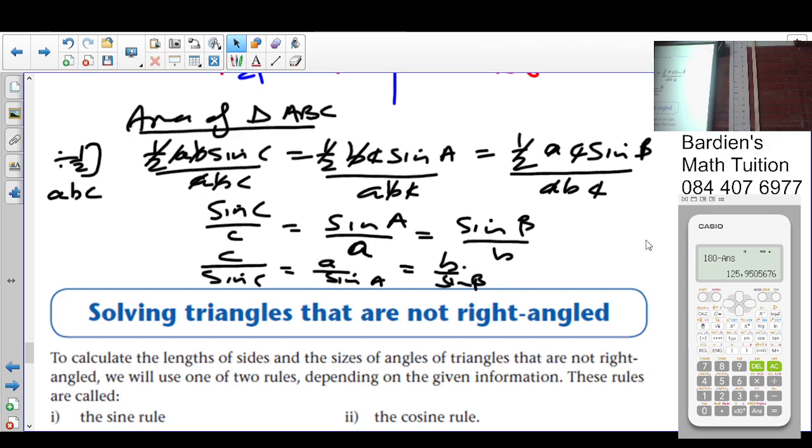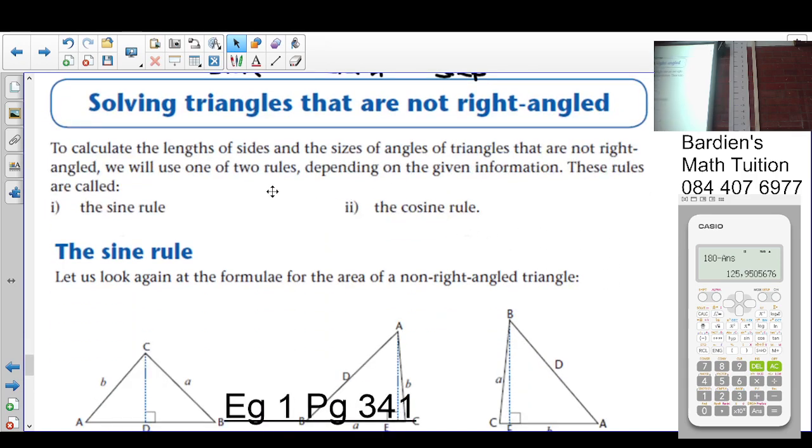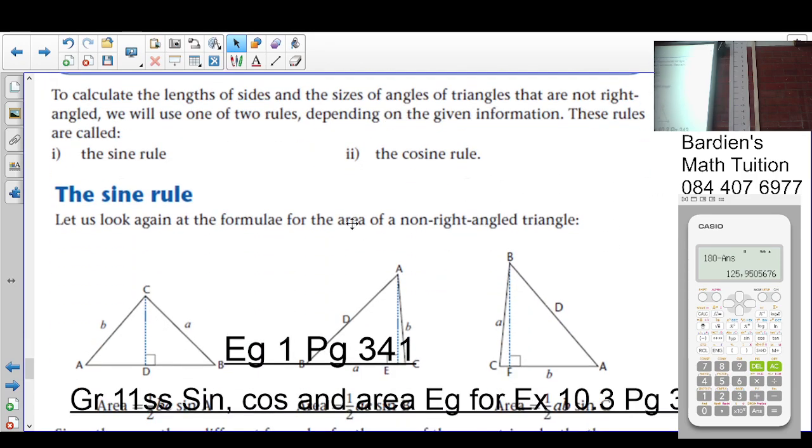Okay. So, solving triangles that are not right angle, we spoke about that.